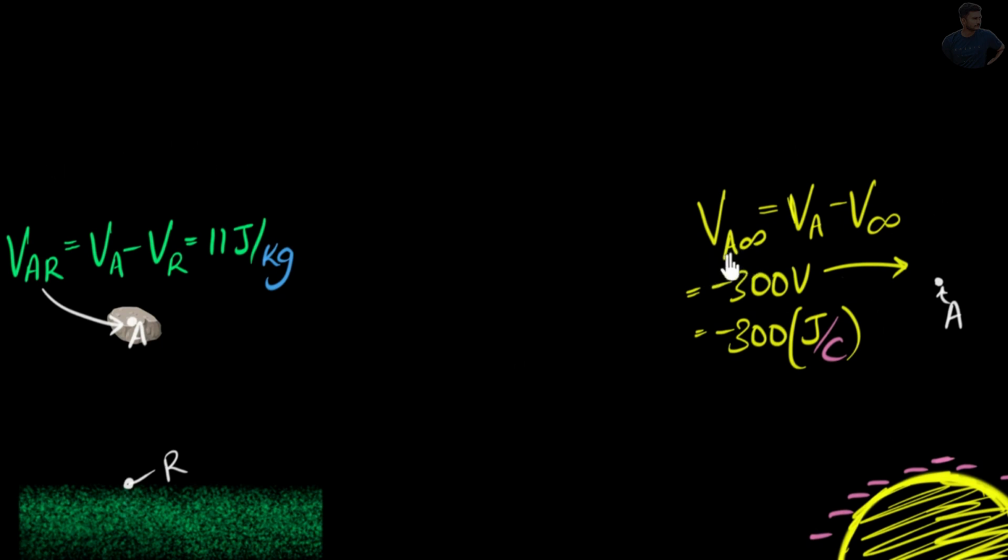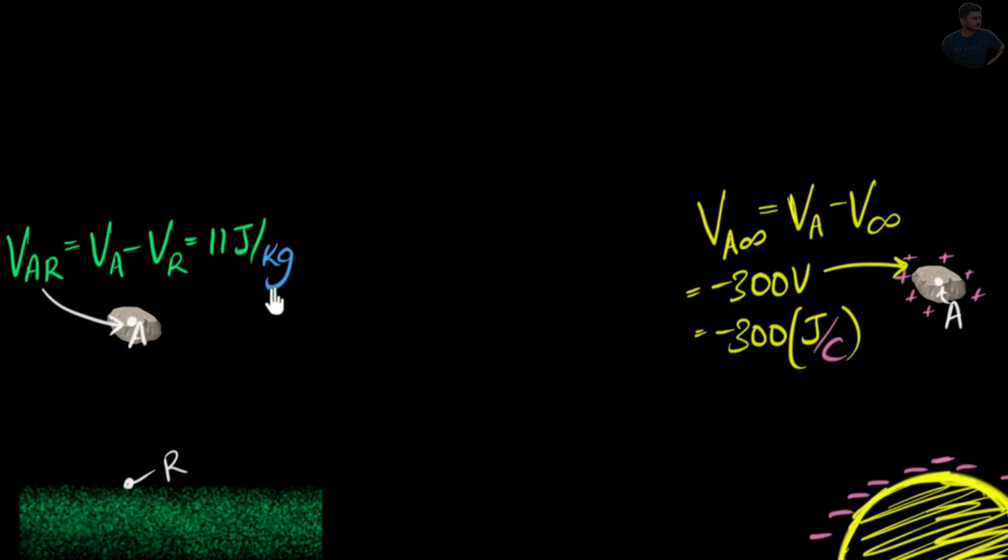When I say the potential at point A with respect to infinity is negative 300 joules per coulomb, it basically means if I were to keep a coulomb of charge at that point, it would have 300 joules of potential energy less compared to when it is at infinity. We've talked more about this in our previous videos on introduction to electric potential and potential differences. So if you need a refresher, feel free to go back and check those out.